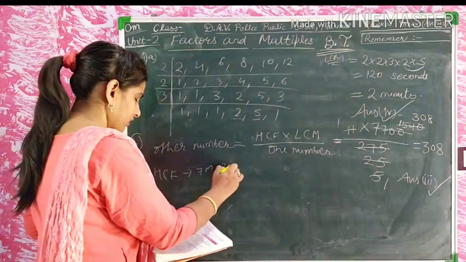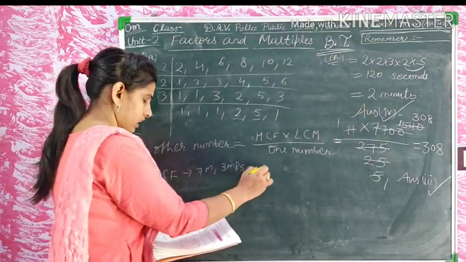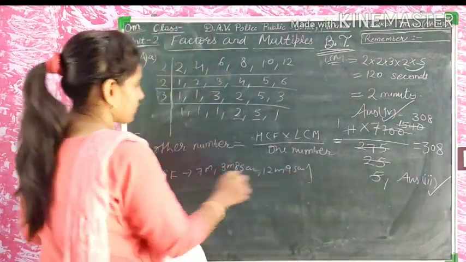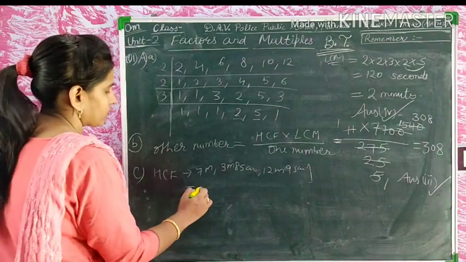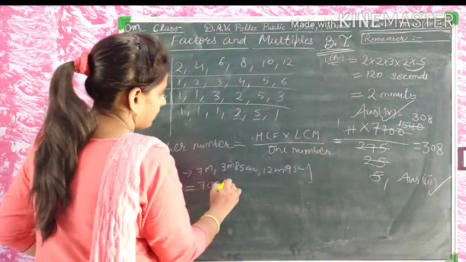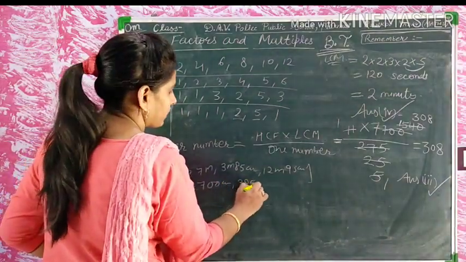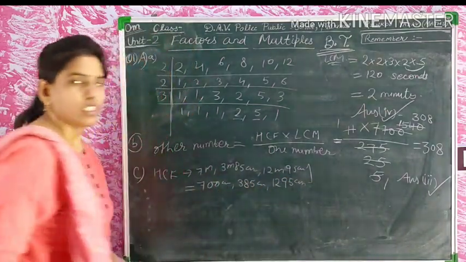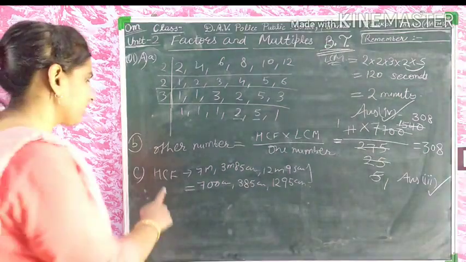7 meter, 3 meter 85 centimeter, and 12 meter 95 centimeter. For this we have to change all the numbers into centimeter, and this will be equal to 700 centimeter, 385 centimeter, and 1295 centimeters. Now we have to find the HCF.